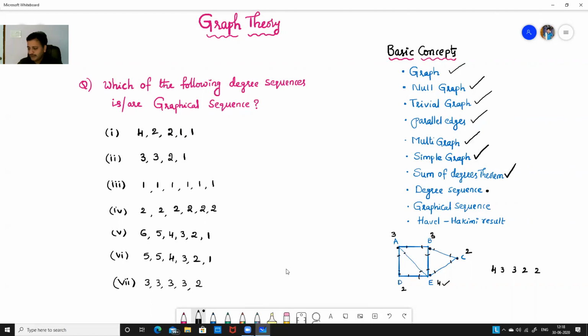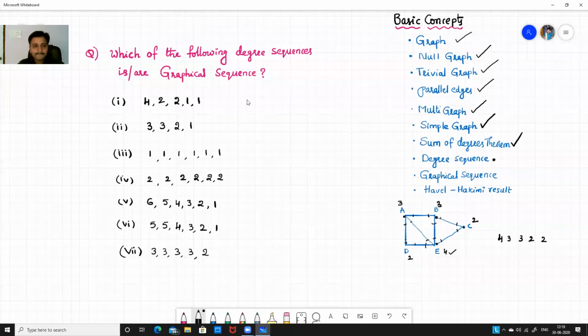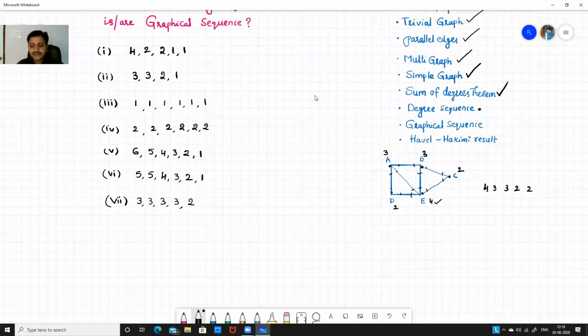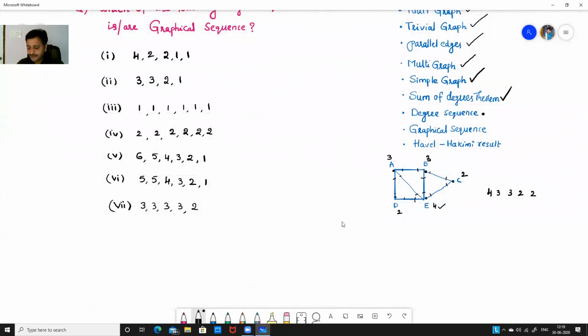Remember that. Okay. Let me discuss what kind of problem they ask in the GATE paper. Now see, which of the following degree sequences are graphical sequences? It means they're asking whether the following degree sequence represents a simple graph or not. Okay. So first I want to write the definition also, otherwise you may not understand. What is the meaning of a graphical sequence? A graphical sequence is nothing but a degree sequence that must form a simple graph.